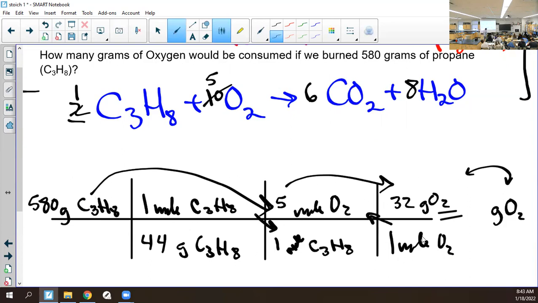And I end up with 2109. 2109. All in favor? Front row. 2109 grams of oxygen. Okay, and that is how we go from a gram to a gram.